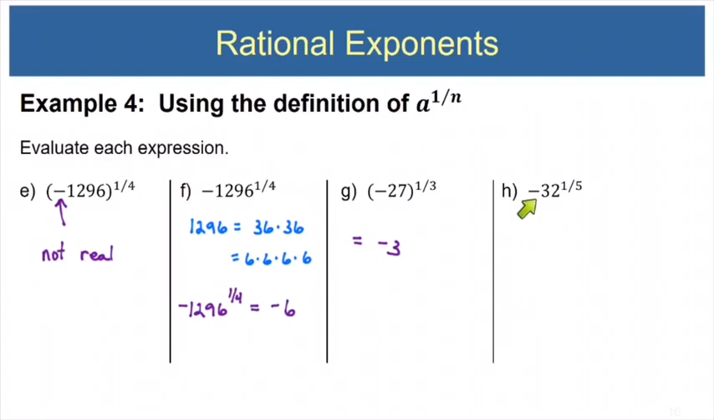And then on part H, we're asked to find negative 32 to the 1/5 power. And this time we don't have parentheses, so remember the negative is just going to sit in front. So we're looking for the negative of the number whose 5th power is 32. Well, if you think about it for just a minute, you'll realize that 2 times 2 times 2 times 2 times 2 gives you 32. So the number whose 5th power is 32 is going to be 2. So if we're looking for negative 32 to the 1/5, that's going to be negative 2.